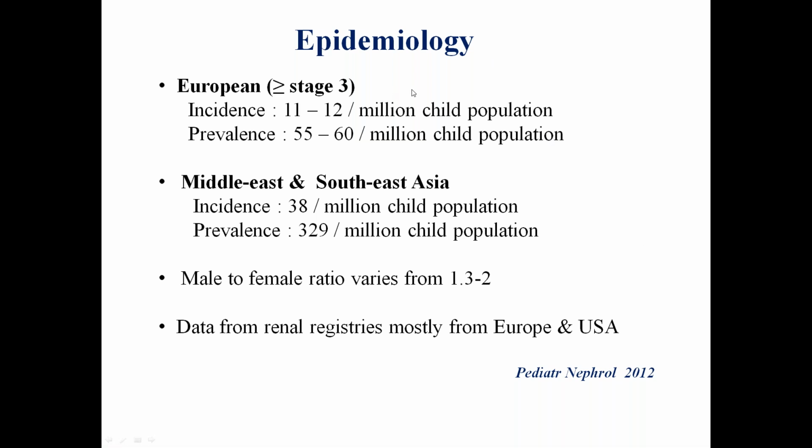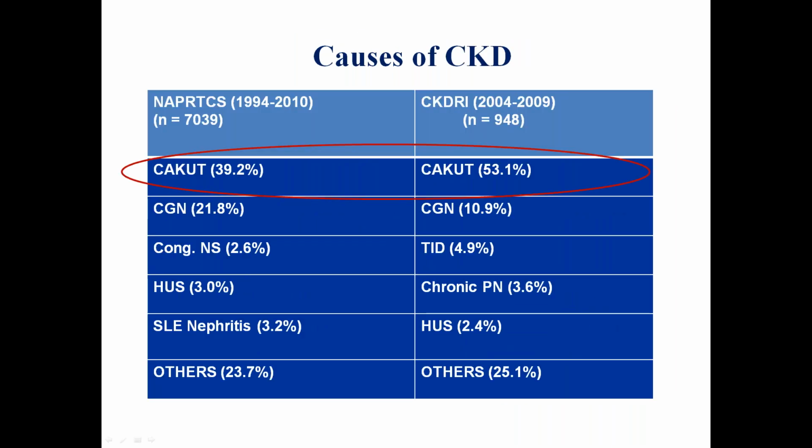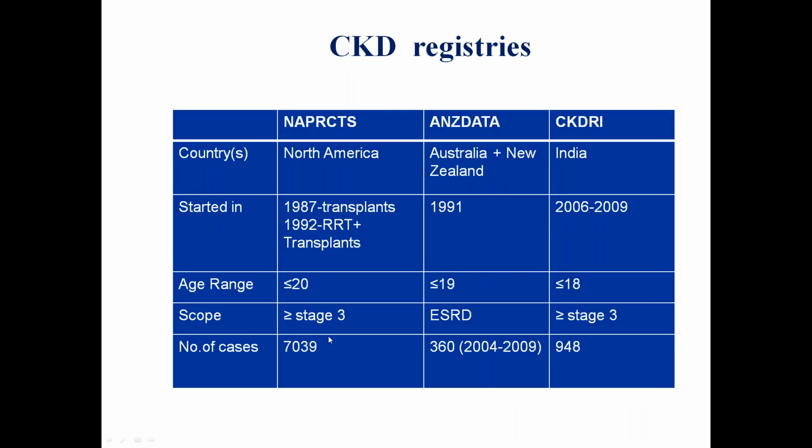So I was just talking about the epidemiology of chronic kidney disease, that we have a higher incidence in the Middle East and Southeast Asia as compared to the European population, and probably this is because of the consanguinity. Now, the availability of data on chronic kidney disease is primarily from various renal registries. We have the North American Pediatric Renal Transplant Cooperative Study registry data, the Australia and New Zealand data, and we have our own CKD registry of India.